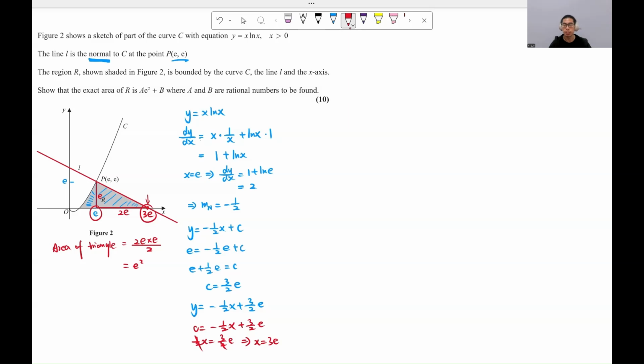Okay, now we know the area of the triangle. So we can try to find the area of the small region here.